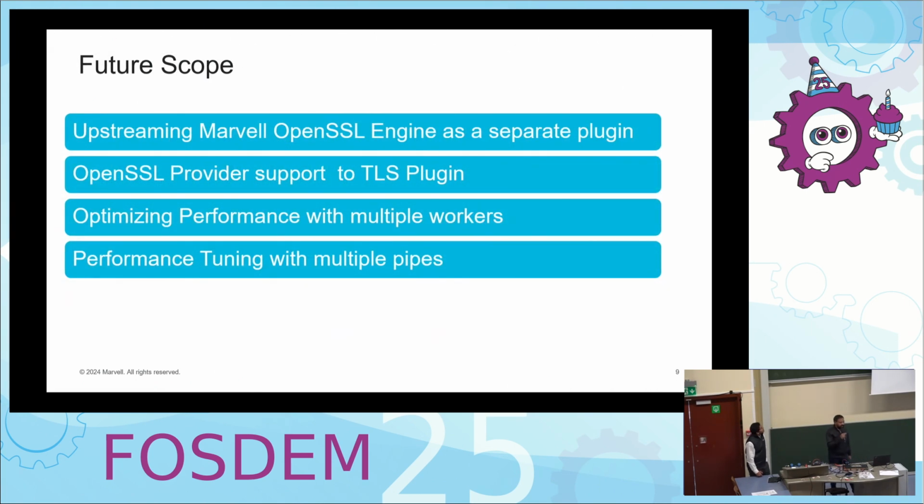Yeah. So these are the future scope that we are planning, where we are planning to upstream our Marvel OpenSSL Engine to VPP as a separate plugin, and also we are planning to give the provider support in the TLS plugin, and optimize the performance with multiple workers and multiple pipes. These are the things that we are planning in the future.